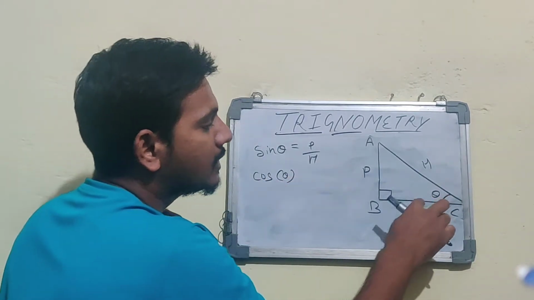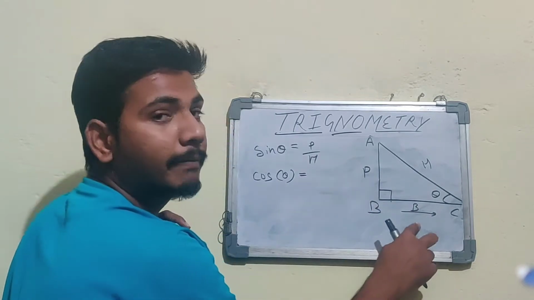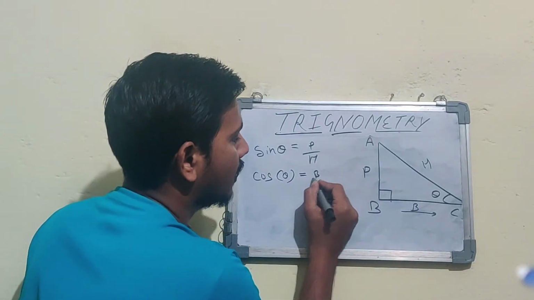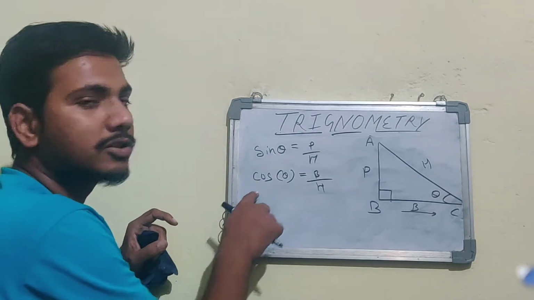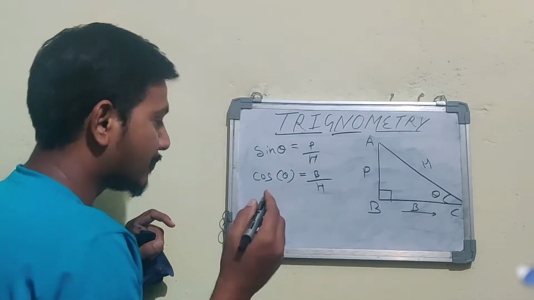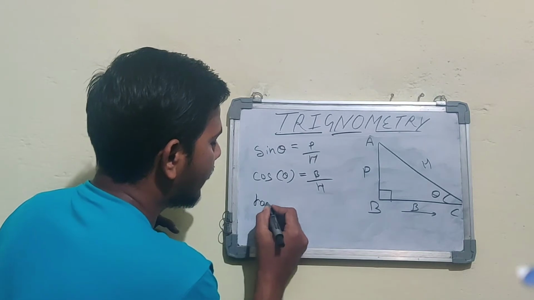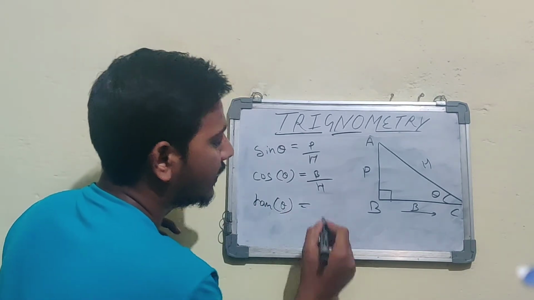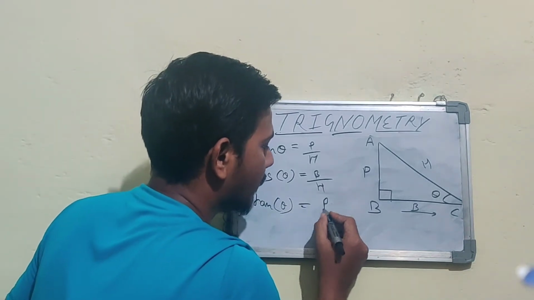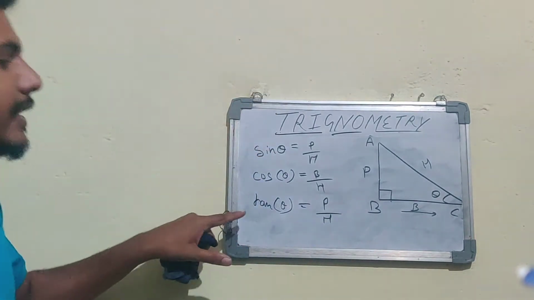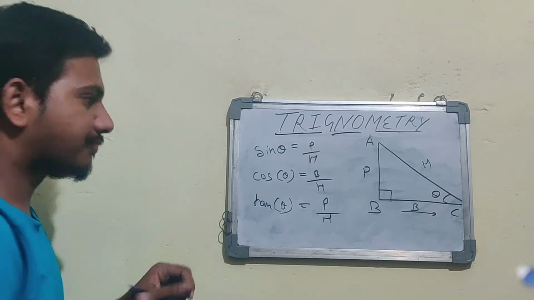Now we will talk about cos theta. Cos theta means the ratio of base to the hypotenuse. Base to the hypotenuse will be equal to cos theta, and cos is also called cosine. Now we will talk about tan theta. Tan theta is the ratio of perpendicular to base. Tan is also called tangent.